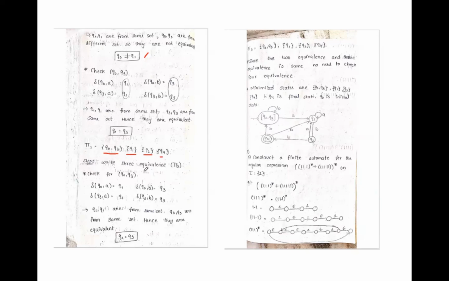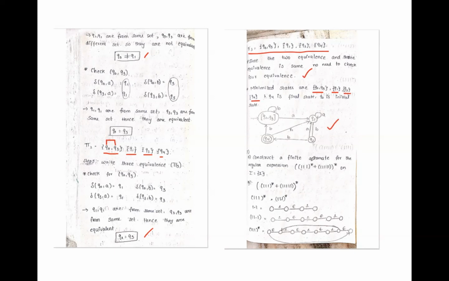Then find out three equivalence. So you need to check Q0, Q3 in this case. So we got Q1, Q1, Q3, Q3. So obviously they'll be present in the same set. So we can say Q0 is equivalent to Q3. So if you write this pi 3, you can see that pi 3 is equivalent to pi 2. There is no change, so you can stop the process here. And we got the minimized states as Q0, Q3, Q1, Q2, Q4, where Q4 is the final state and Q0 is the initial state. So you can draw the final automata here.